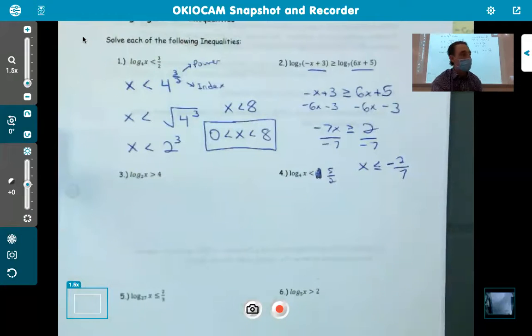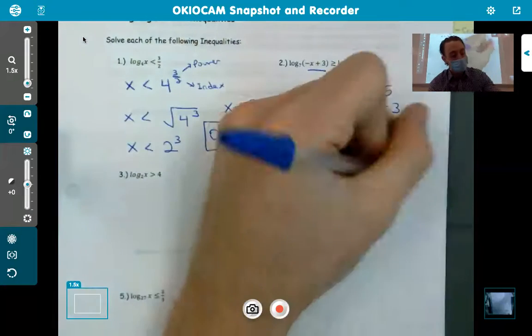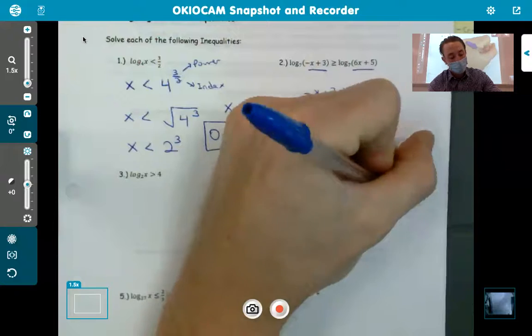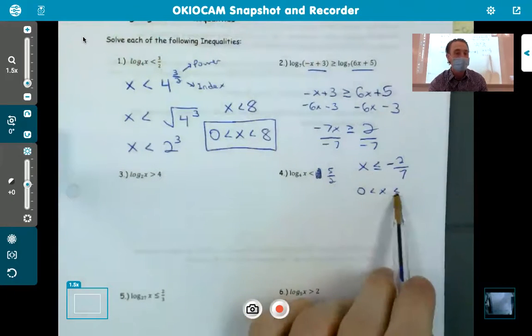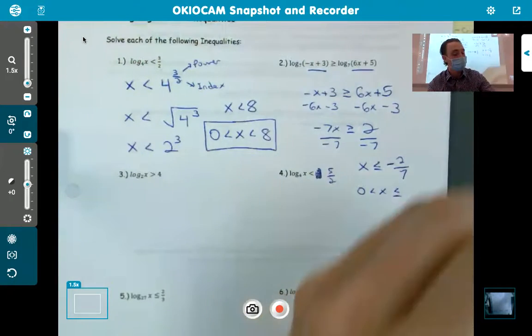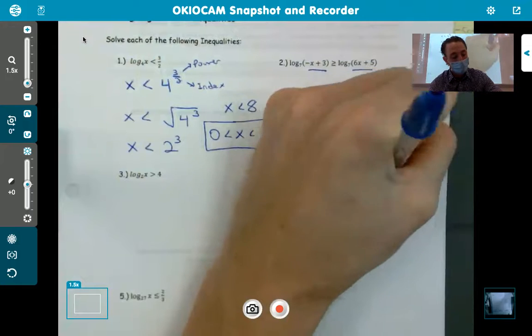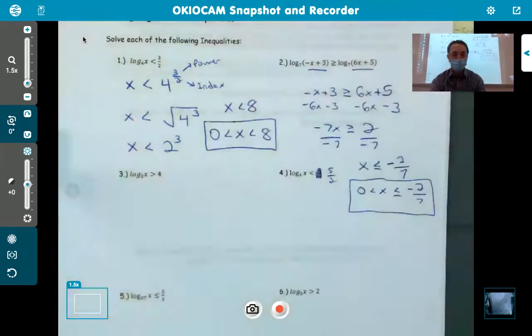So when I express my final answer, and this is what we talked about yesterday, not only do I have to include the 0, but I'm keeping that inequality sign the same. If it's less than or equal to, it's going to stay less than or equal to over here. So that's negative 2 over 7. Any questions about that example? Everybody good?